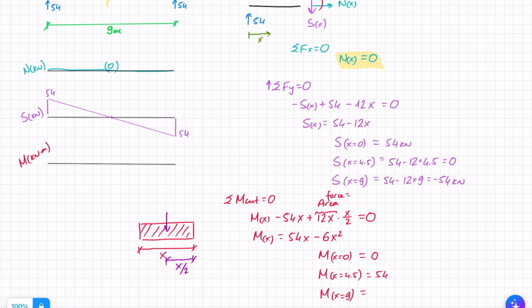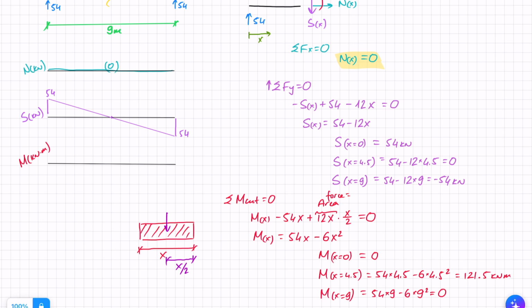When x equals 4.5, I've got 54 times 4.5 minus 6 times 4.5 squared, and that works out as 121.5 kilonewton meters. And when x equals 9, I've got 54 times 9 minus 6 times 9 squared, and that works out as 0, which again is what I'm expecting at the support.